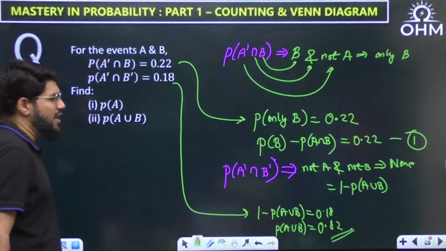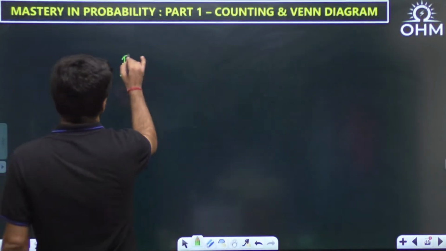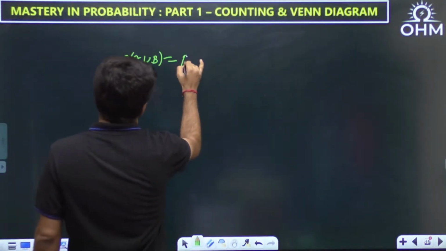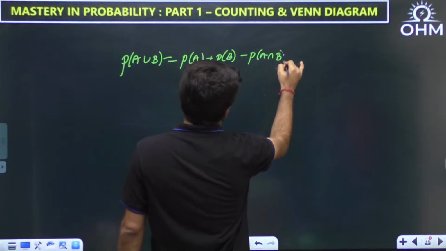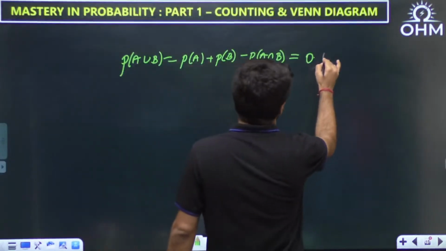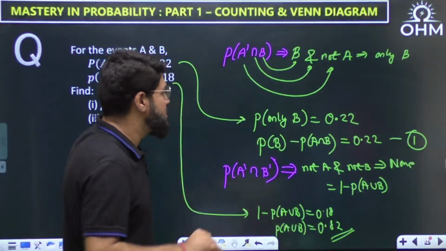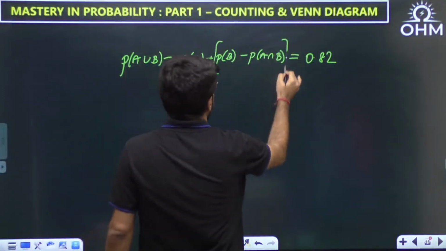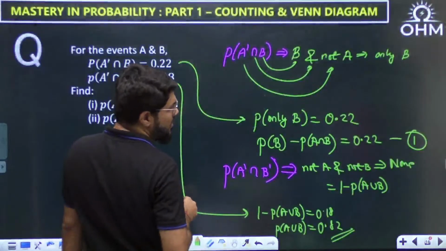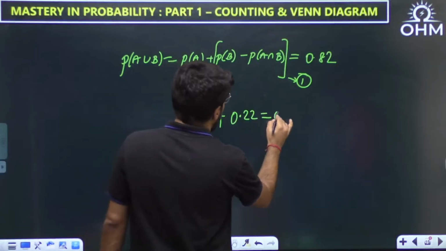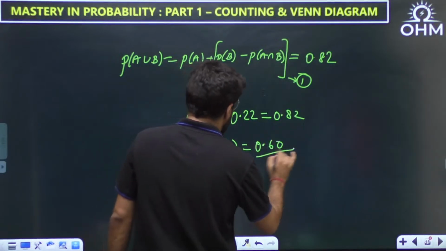I want the P of A also. Can I do it from here? Yes, why not? Let's do it from here. What is probability of A union B? Let's expand this formula. It is given by PA plus PB minus P of A intersection B, and that is 0.82. Now PB minus P of A intersection B is 0.22 as per the first equation, equation number 1. So I can write PA plus 0.22 is 0.82, and the value of PA should then be 0.6.